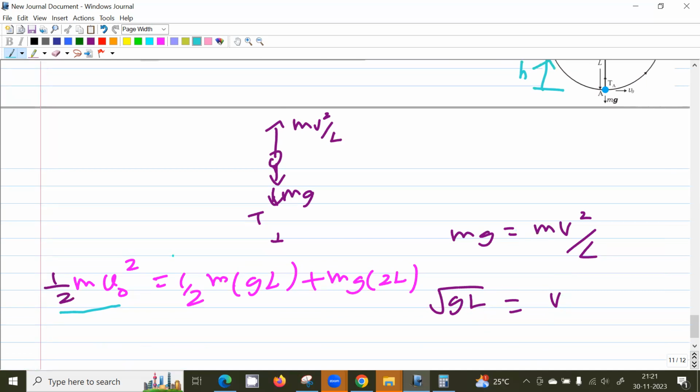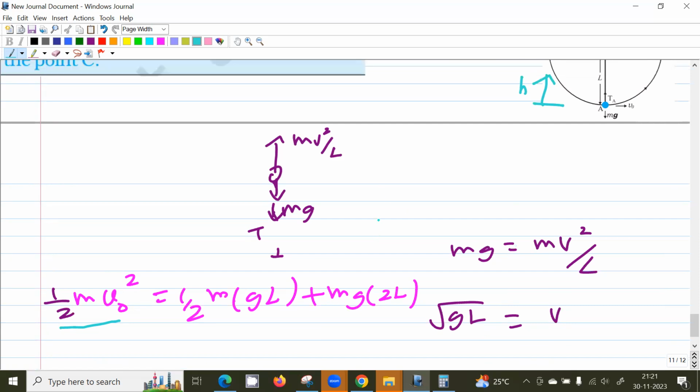So this root GL is less than V naught. So V naught should be greater than this root GL. Correct. Okay.